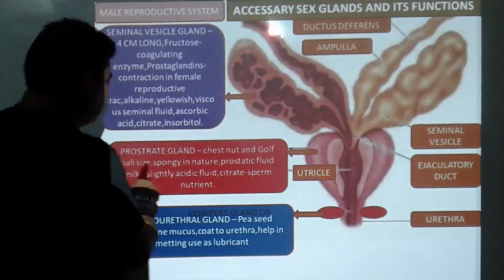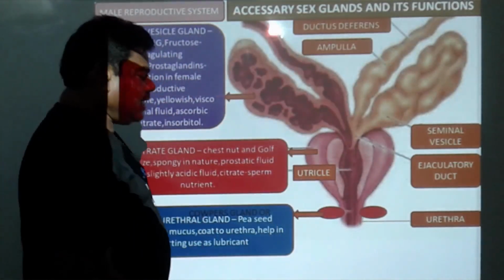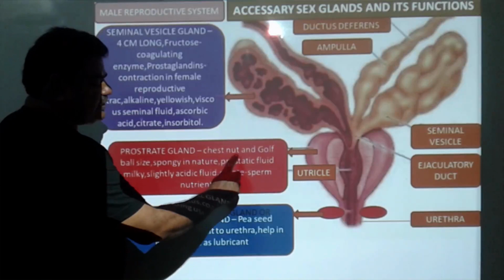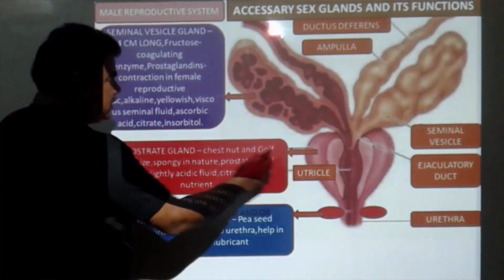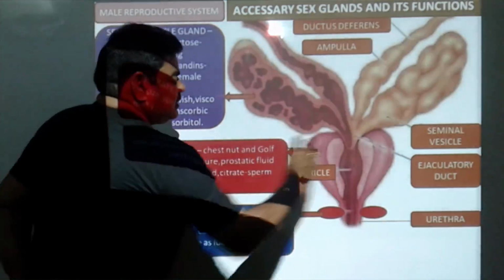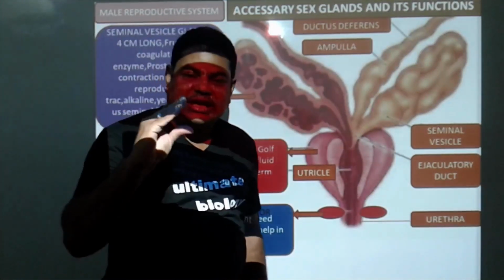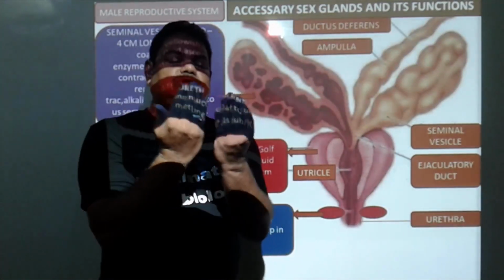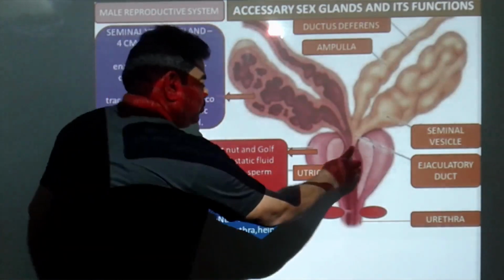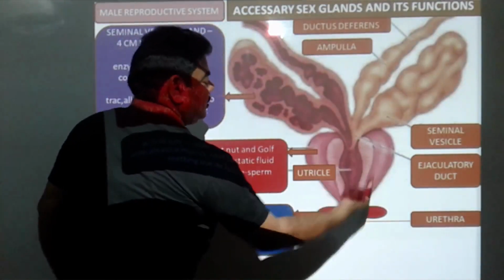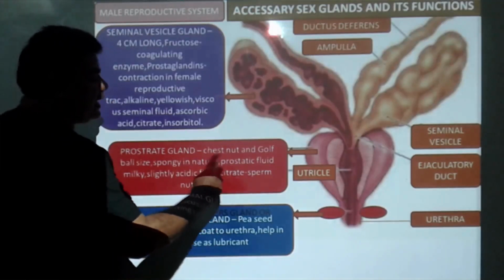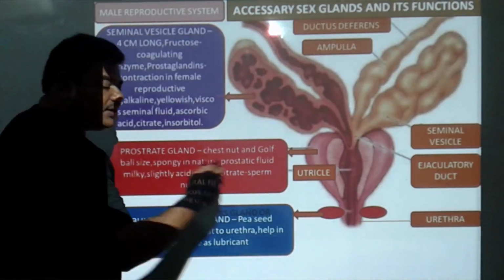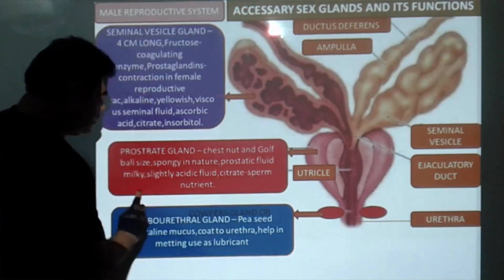That gland we call the prostate gland. Now this prostate gland is chestnut shaped, and the size of this gland is like a golf ball. It is spongy in nature and surrounds the urethra all around. And this spongy gland, the prostate gland, releases the prostatic fluid.